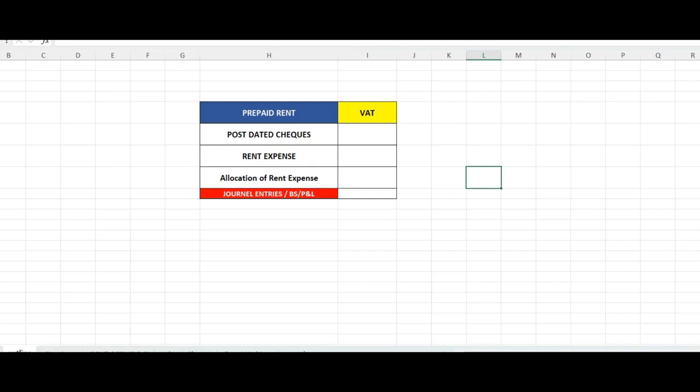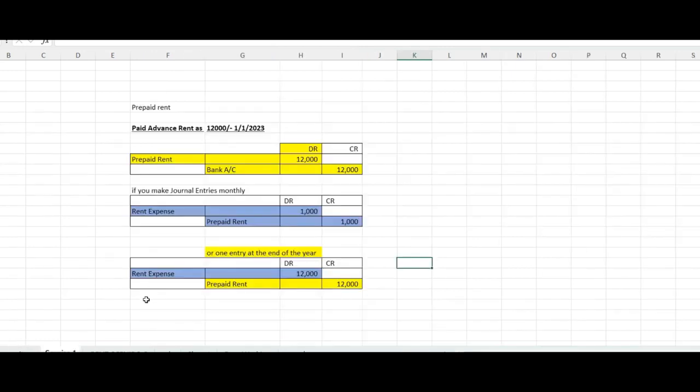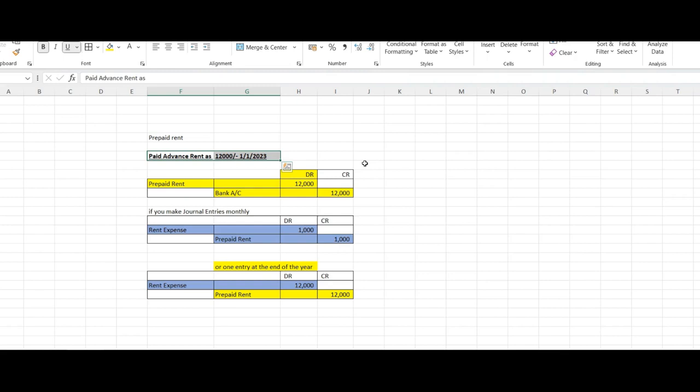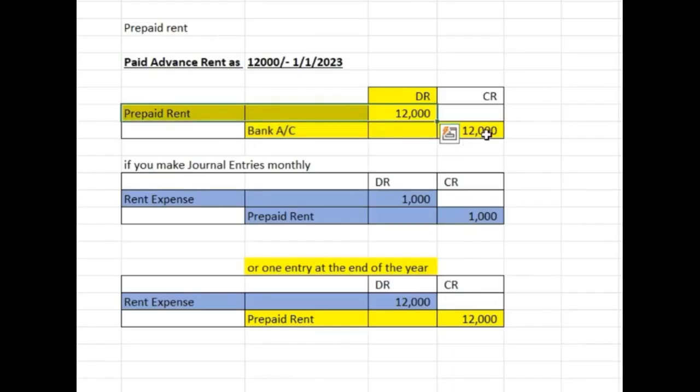Let's start from a very simple scenario and then we will proceed with different other scenarios one by one. So this is very straightforward, in which you have paid 12,000 rent on 1st of January 2023. So what entry will you make? You will debit prepaid rent and credit bank account on January 1, 2023.